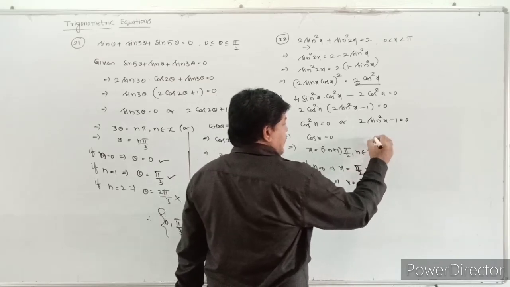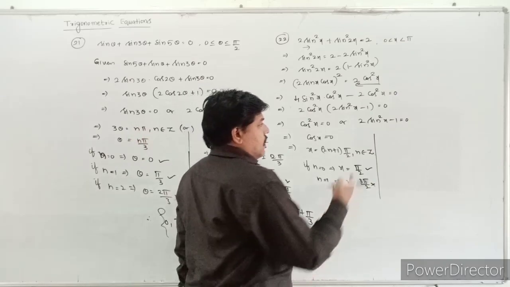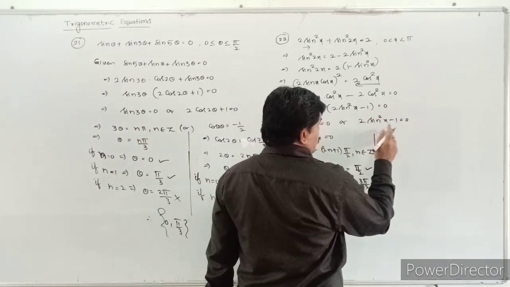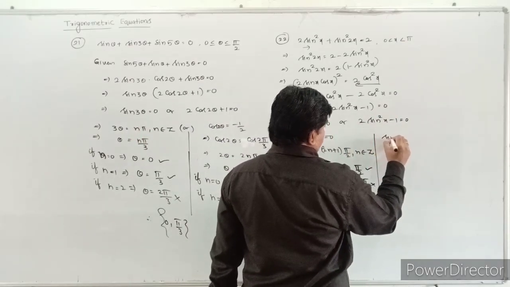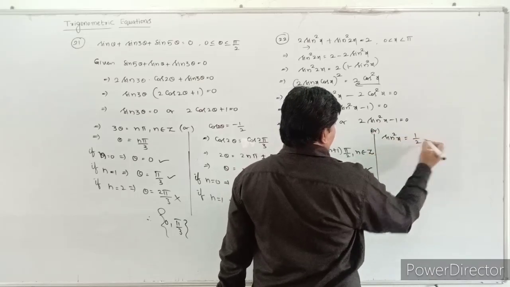So see the second equation. What is the second equation? 2 sine square x minus 1 is equal to 0 is nothing but sine square x is equal to 1 by 2.